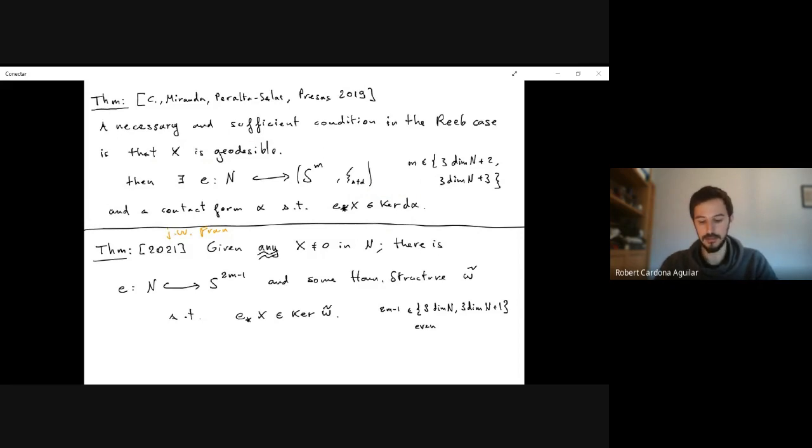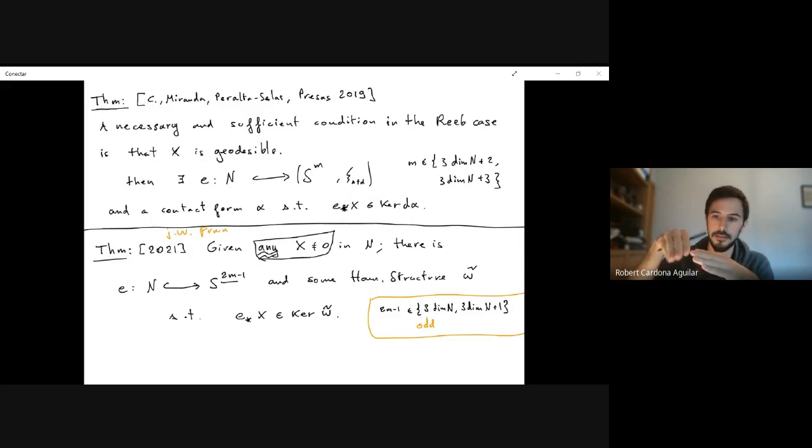And the statement is that given any vector field, now I don't need it to be geodesible, there is an embedding of the manifold N and the vector field X into the sphere of dimension 2m-1, with 2m-1 having to satisfy this bound. Such that the kernel of the Hamiltonian structure becomes tangent to N and coincides with the vector field, which was arbitrary. So again, the picture is like the one I drew here.